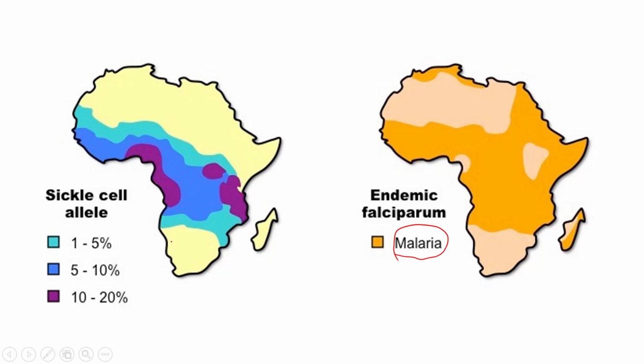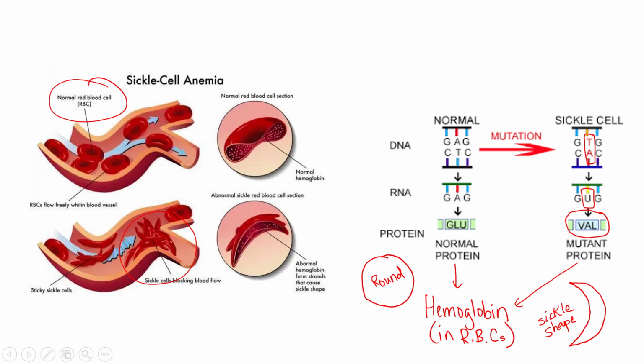Why is that? Well, researchers went in there to try to understand that. And here's the cool part. They learned that if you carry the sickle cell allele, and if you're heterozygous, which means that you carry one copy of the normal allele and one copy of the mutated allele, then only 50% of your blood cells are sickled rather than all of your blood cells being sickled.